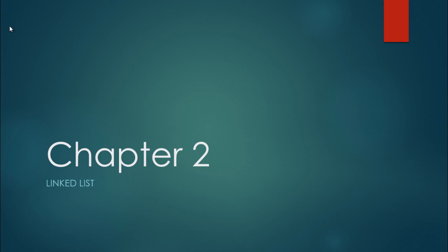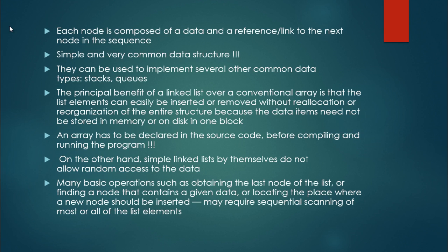Hi, in this chapter we are going to talk about linked list. So let's get started. In a linked list, each node is composed of data and a reference, or a link, to the next node in the sequence.